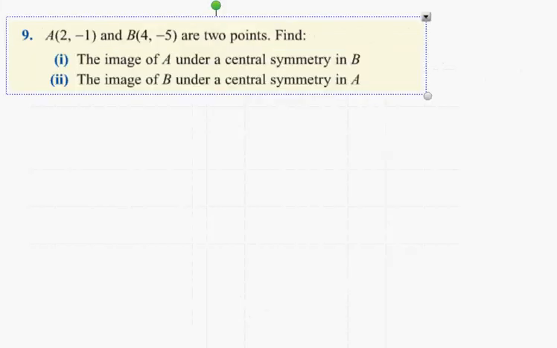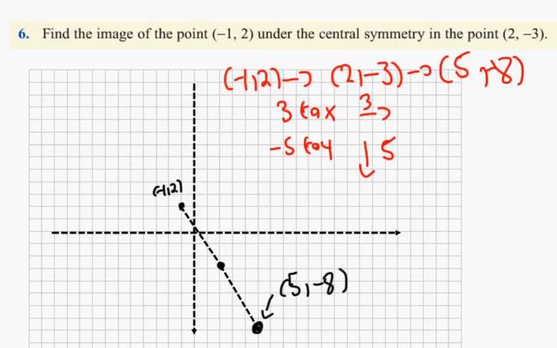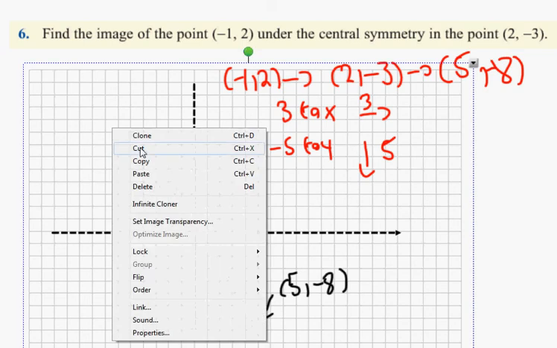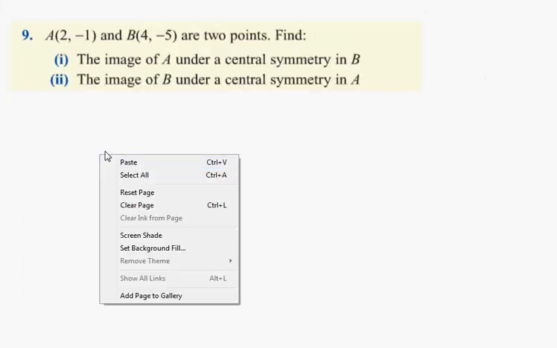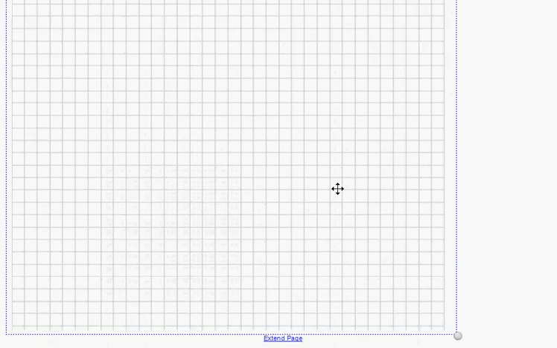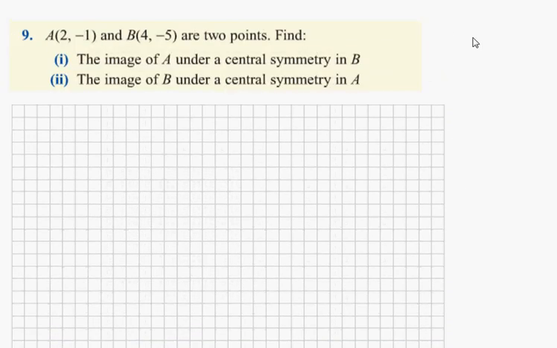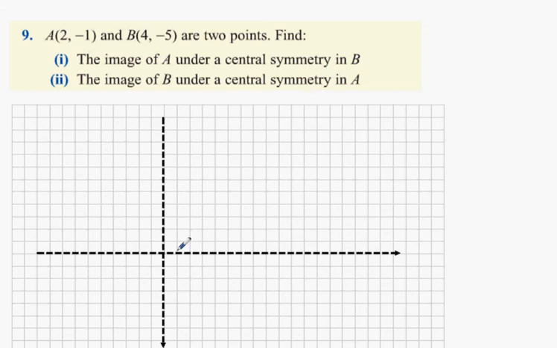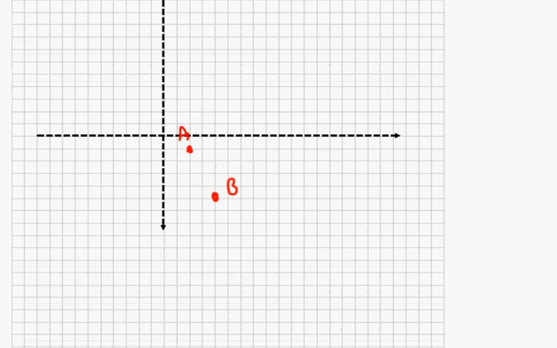Last one, question 9. Now, question 9 is the image of A under central symmetry in B. So we have to draw these two lines here. And where is B? B is 4, -5. And A is 2, -1. Okay, first of all, central symmetry in B. So A getting reflected through B.